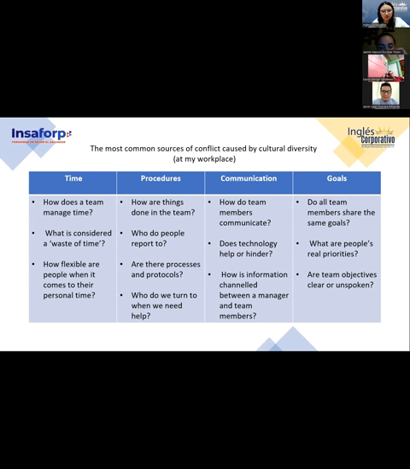So how flexible are people when it comes to their personal time? As I was mentioning before, if you are a very organized girl or boy, and you already know that from 8 to 9, I'm going to have this meeting. And after that, from 9 to 10, I'm going to be working on these activities. But for this person who was late, this is going to change the schedule, or the activities that were programmed for this morning or this day, right? So how flexible are people? Do you consider yourself a flexible person or not when it comes to personal time?